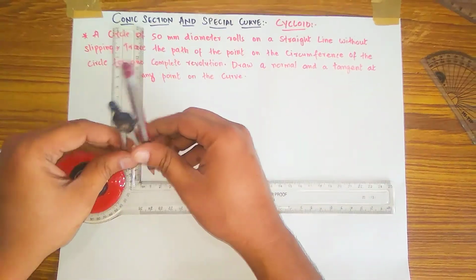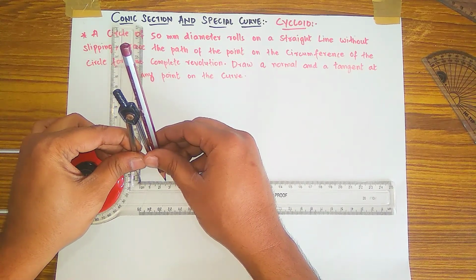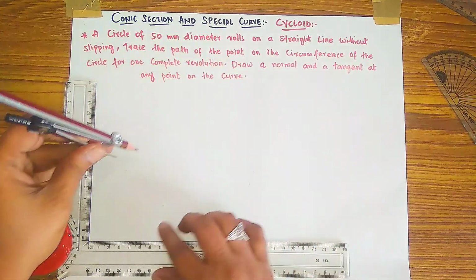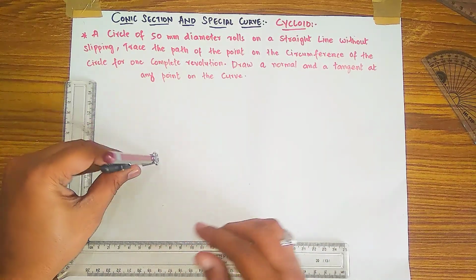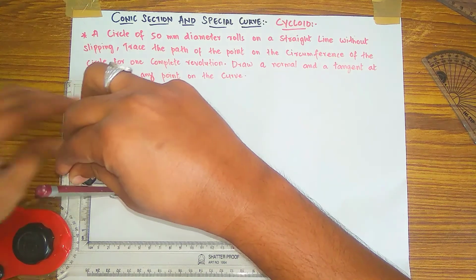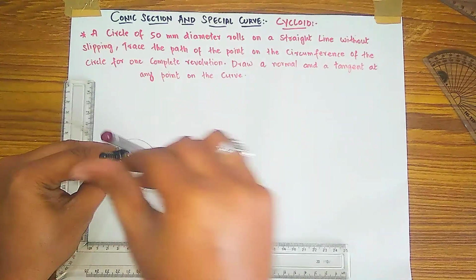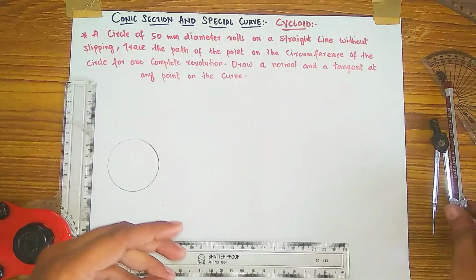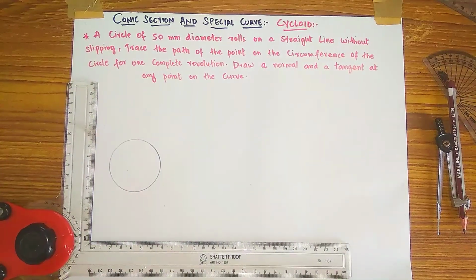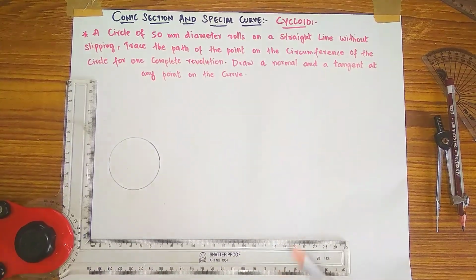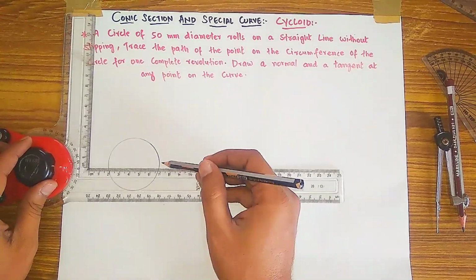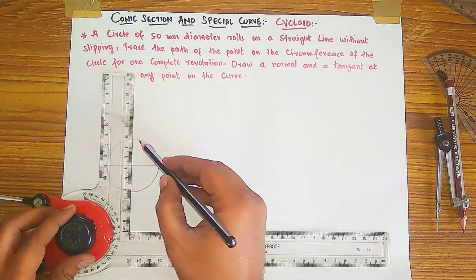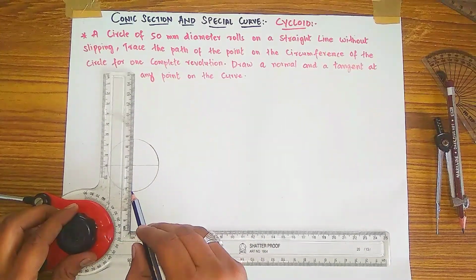So you have to take 2.5 centimeter on the divider, meaning half the diameter. So take a circle here. You have to draw a circle first. Okay. Then after, you have to divide the circle into 12 equal parts. So first you divide it into 2, then 4.